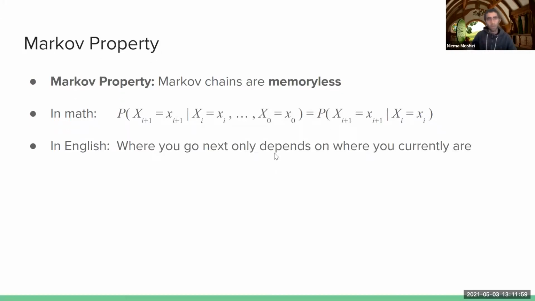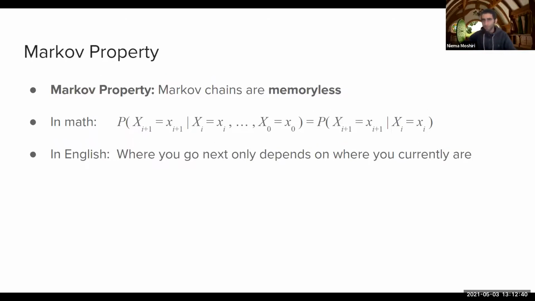Don't worry about it. In English, all that means is where I go next only depends on where I currently am, right? So if I'm currently sunny, the probability that tomorrow is rainy or cloudy or sunny only depends on the fact that today is sunny. It doesn't depend on the fact that yesterday was sunny or the day before was rainy or anything. None of the previous days matter. To determine the probability of where I am tomorrow, the only thing that matters is where I am today. Does that kind of make sense? So this is why it's called memoryless. We don't care about anything that happened in the past. All right, seems like that makes sense.